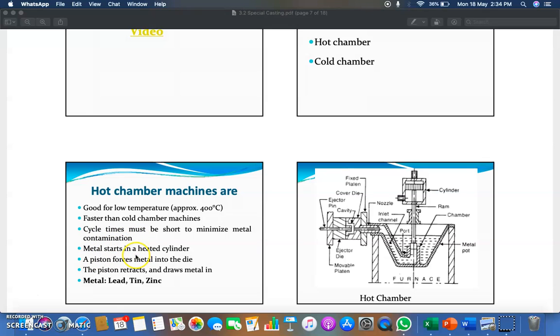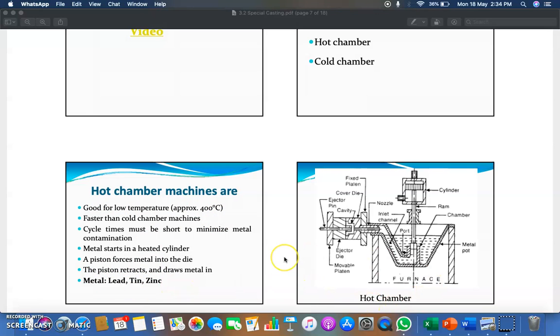The metal starts in a heating cylinder. A piston forces metal into the die, as you can see in this picture that I will explain. The piston forces metal into the die, and the piston retracts and draws the metal in. Suitable metals for these hot chamber machines are lead, tin and zinc.